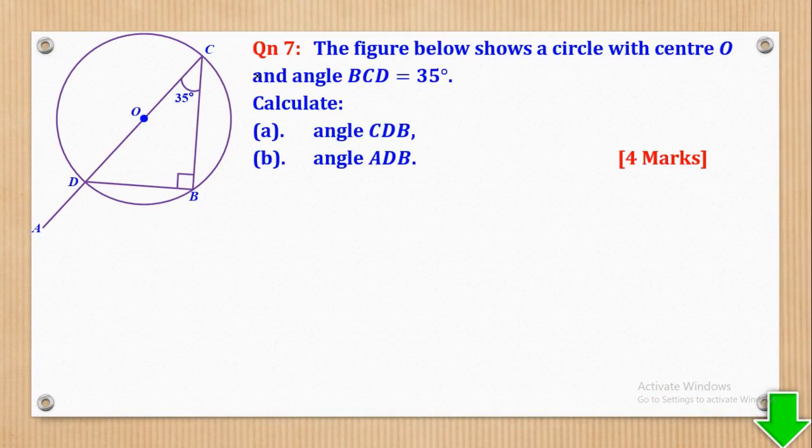Okay, so now we shall go to question 7. Question 7 says the figure below shows a circle with center O and angle BCD is 35. So this is angle BCD, 35. Calculate part A, angle CDB, and part B, angle ADB. So this is angle CDB and angle ADB is that.